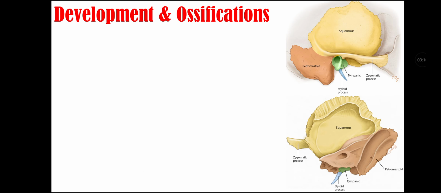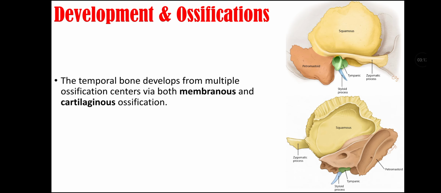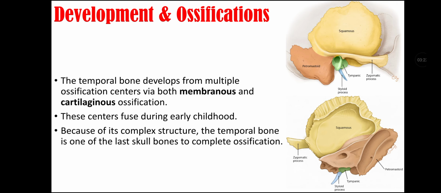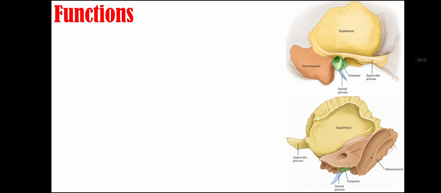Development and ossification of temporal bone. These temporal bones develop from multiple ossification centers through both membranous and cartilaginous ossification. These centers fuse during early childhood. Because of its complex structure, the temporal bone is one of the last skull bones to complete ossification.